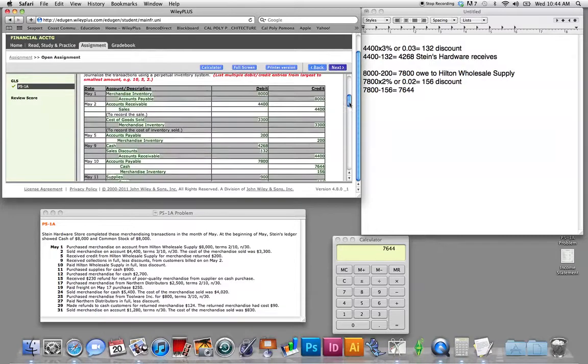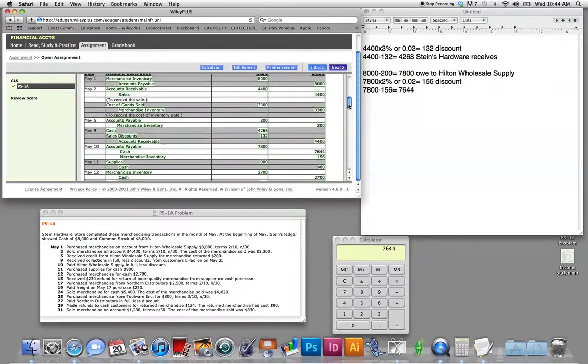So now let's put that into the entry. Our merchandise inventory is being increased or debited by $2,700, and our cash account is being decreased or credited by $2,700.